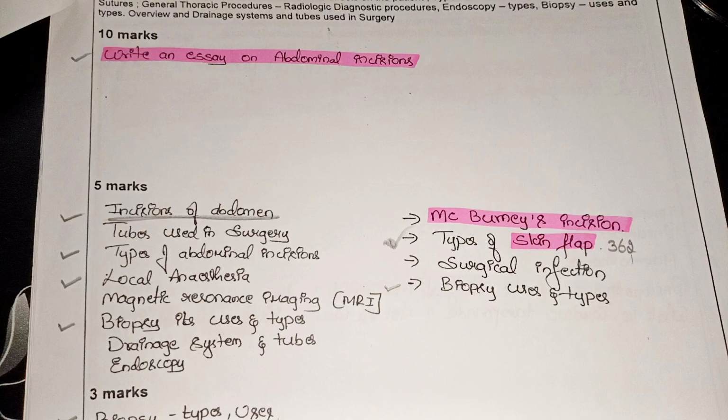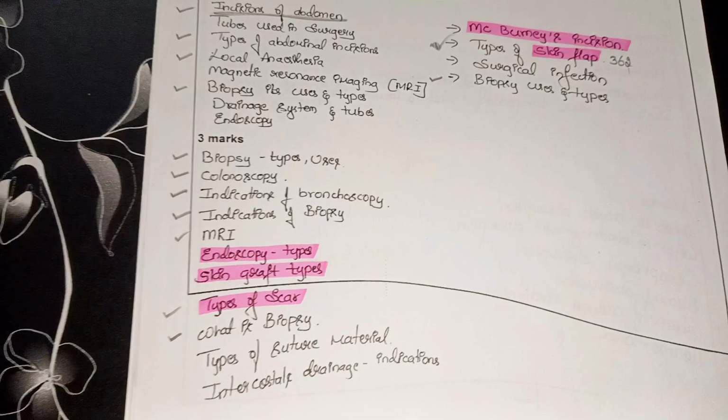Now coming to the important 3 marks. The first one, biopsy, its types and uses. Next one, colonoscopy, indications of bronchoscopy, indications of biopsy, MRI, endoscopy and its types, skin graft types, types of scar, what is biopsy, types of suture material, intercostal drainage and its indications.